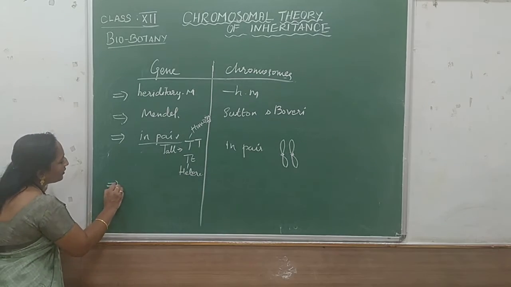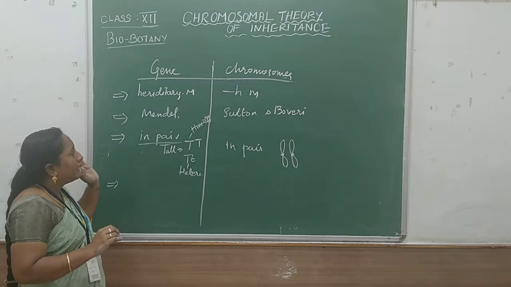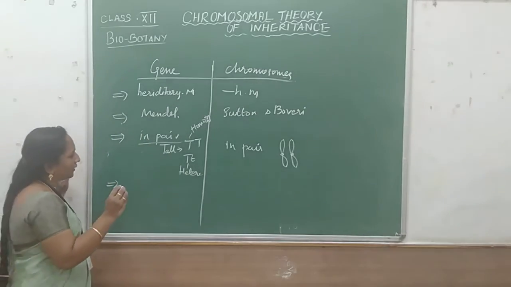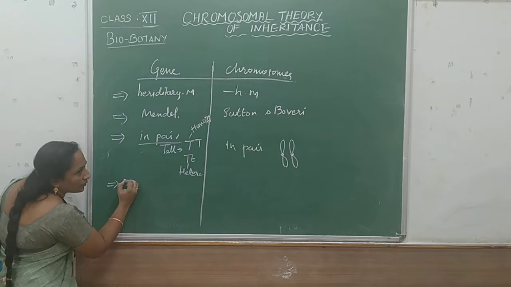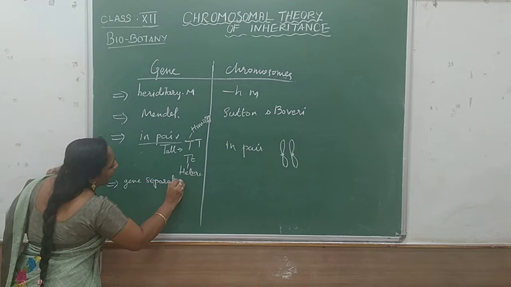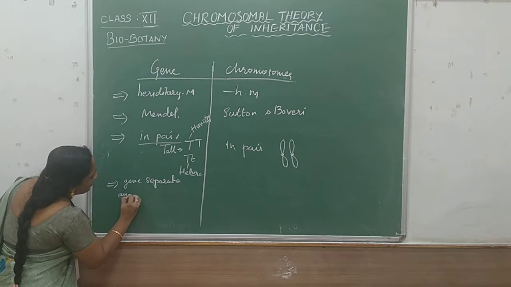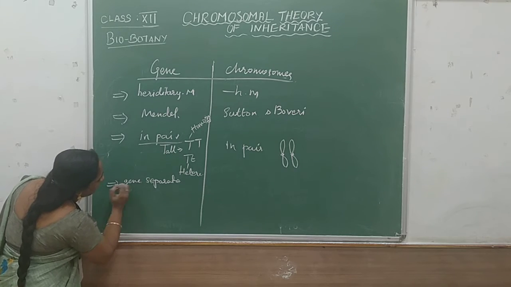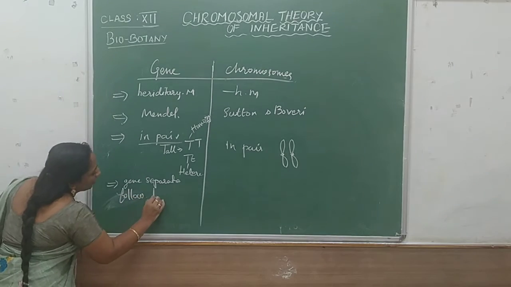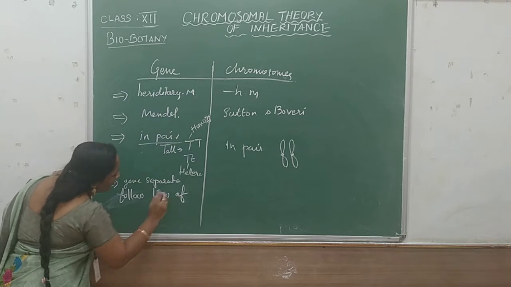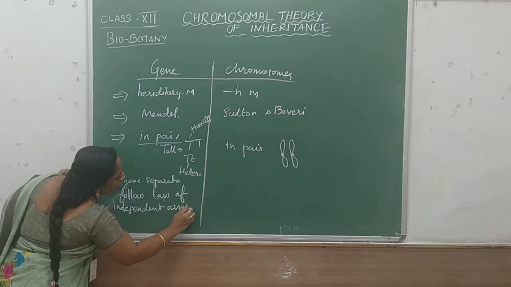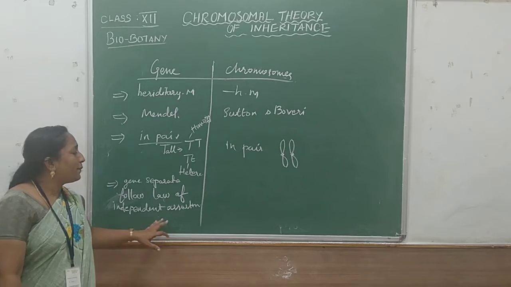Okay. And next point, these genes may be either similar or dissimilar. The genes can separate during segregation, that is, they will separate and follow the law of independent assortment. So what is the law of independent assortment?